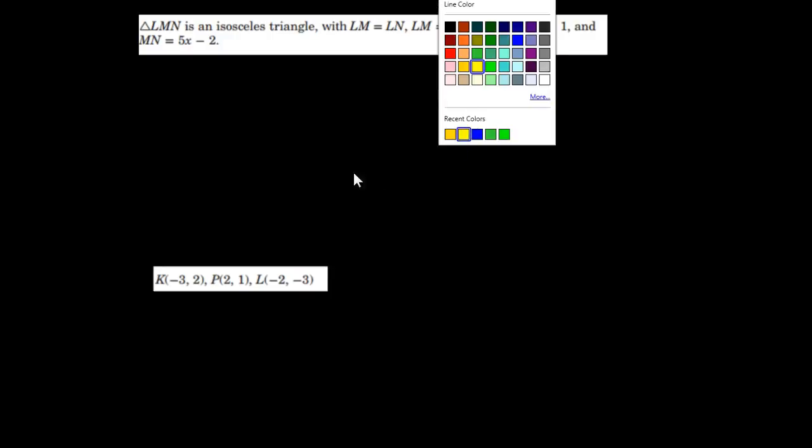Let's keep moving here. All right, so the next one, triangle LMN is an isosceles triangle with LM congruent to LN. LM is 3x minus 2, LN is 2x plus 1, and MN is 5x minus 2. And we need to find the side lengths of this triangle. So let's go ahead and draw a picture. You guys knew I was going to say that, right? Probably already drawing because you know what's coming. All right, so isosceles means I have two sides that are congruent.